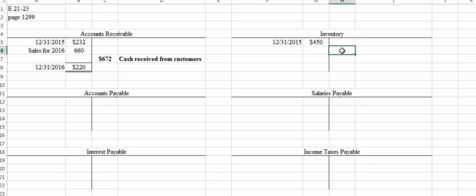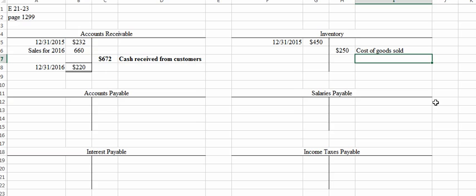Inventory is going to be decreased when goods are sold, right? We debit cost of goods sold and credit inventory. Well, the debit to cost of goods sold for the year from the income statement was $250. We know when cost of goods sold gets debited, inventory is credited. So that's a credit for $250, and that's from cost of goods sold.